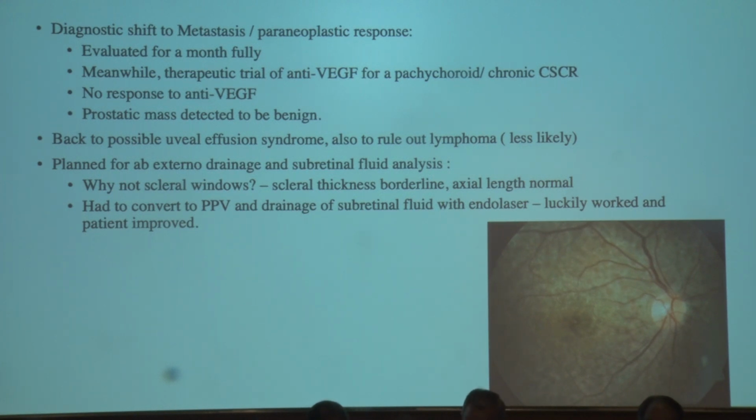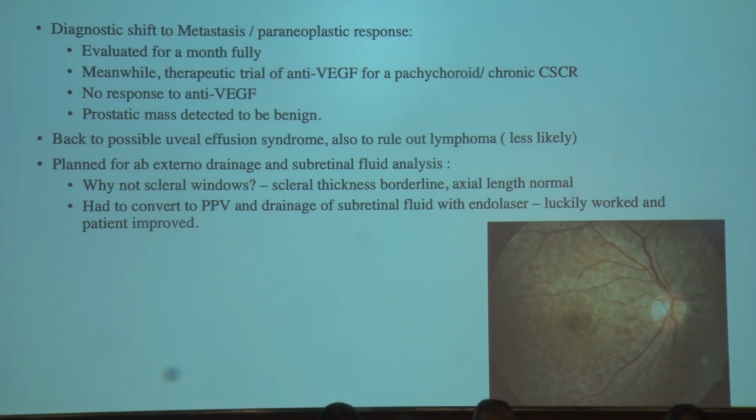Meanwhile, we also gave a therapeutic trial of anti-VEGF for a pachychoroid or chronic CSCR spectrum. But no response to anti-VEGF was found, and the prostatic mass detected was also found to be benign. So again, we moved back to uveal effusion syndrome, but we thought to rule out lymphoma, which was very less likely, but we still thought of doing an ab externo drainage along with subretinal fluid analysis.